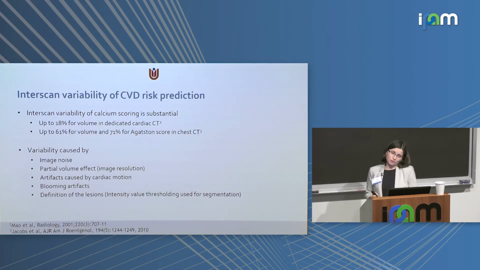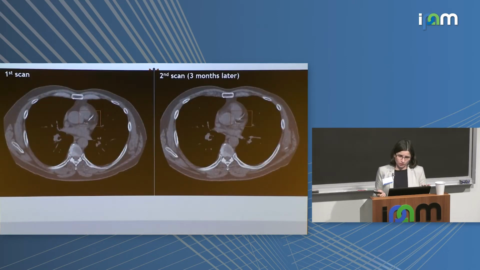Okay, so then when we look at other reasons causing the low or high interscan variability, it's a bit difficult to tell apart what is caused by partial volume effect, what is caused by motion of the heart, what is the thresholding. So if you look at this example, these are two scans of the same patient acquired 3 months apart.